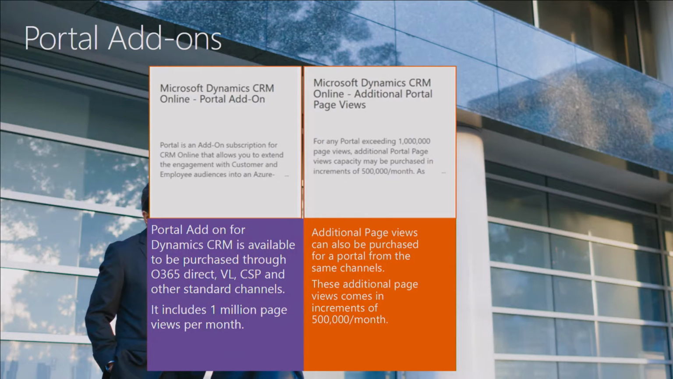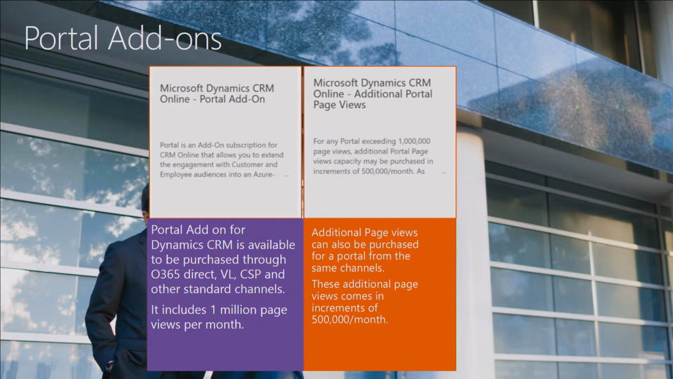If you think you will have more than 1 million page views, one of the most important things is we are not going to stop your portal if you hit 1 million page views. It's still going to keep up and running. It's just because it's a public site, and we understand it's very hard to predict how many page views are going to happen, but we will provide you data on how many are happening so that you can plan better next time. So with each portal add-on, you're going to get 1 million page views.